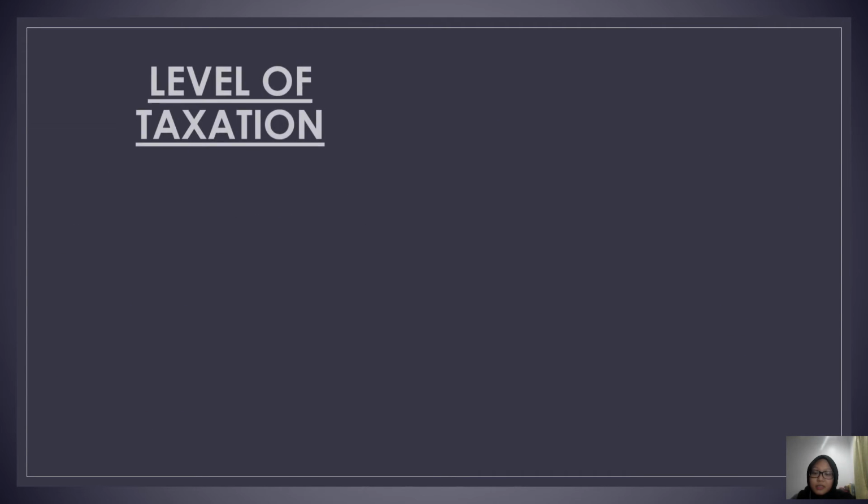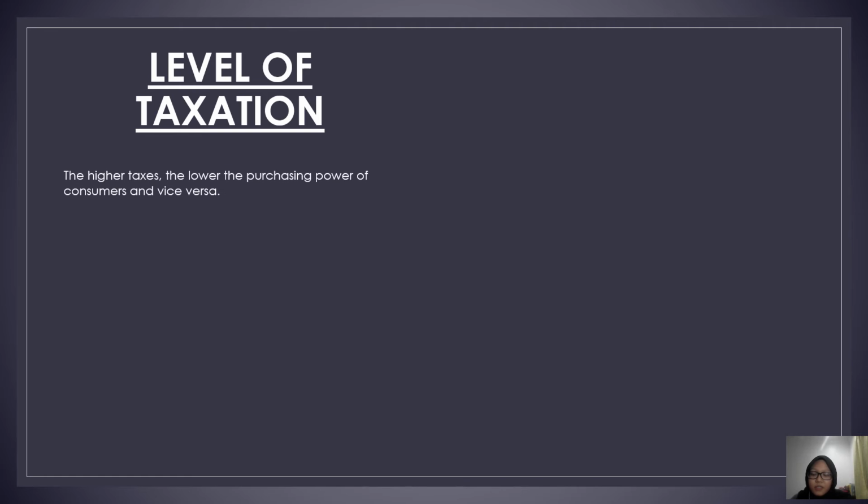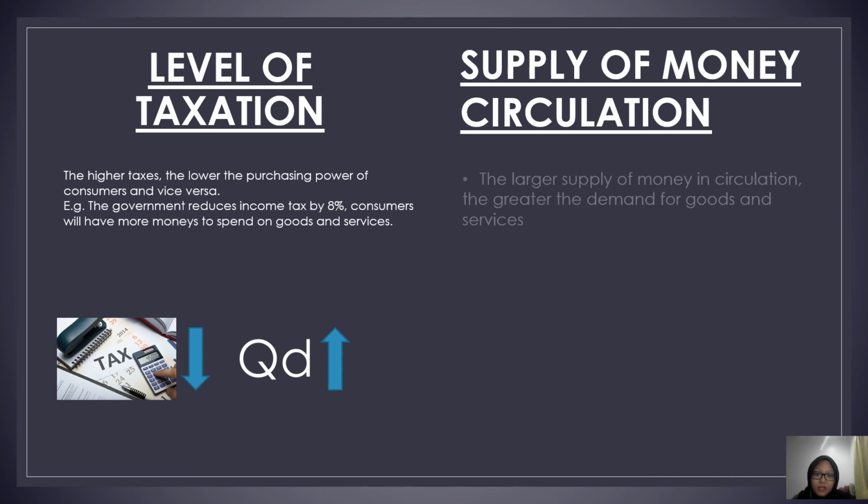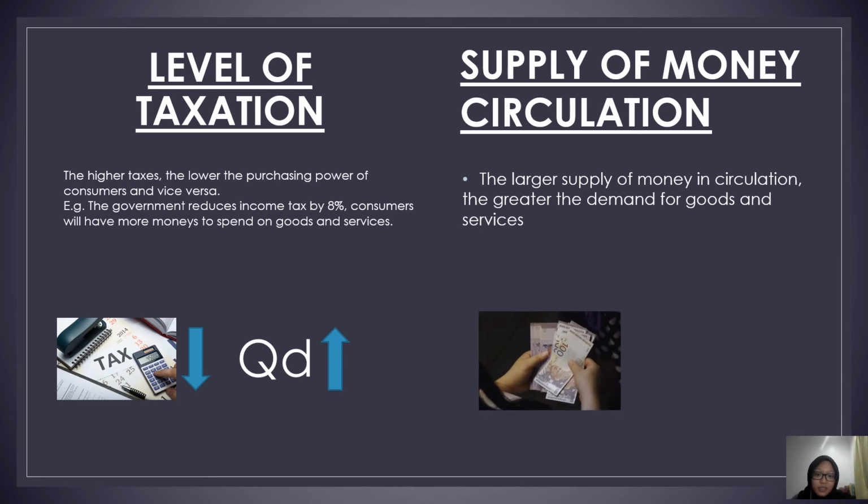Okay, another factor that affects demand is the level of taxation, which is, the higher the taxes, the lower the purchasing power of consumers, and vice versa. For example, if the government reduces income tax by 8%, consumers will have more money to spend on goods and services. And the last one is the supply of money in circulation. The larger the supply of money in circulation, the greater the demand for goods and services.